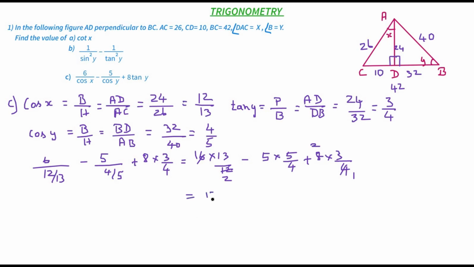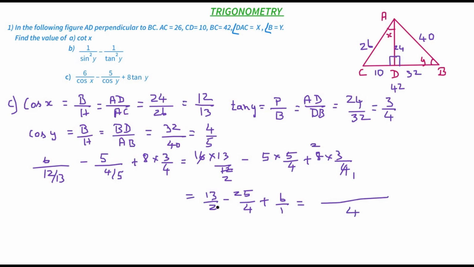Now let's find out 13 by 2 minus 5 times 5 is 25, 25 by 4, plus 3 times 2 is 6. And there is no denominator, so I'm just putting it as 1. Now as you can see, there are different denominators here. Whenever we have different denominators, these fractions are called unlike fractions. Whenever we have unlike fractions, we have to take an LCM. So here 2, 4 and 1. The LCM would be 4.